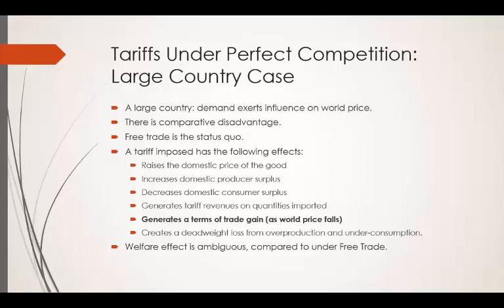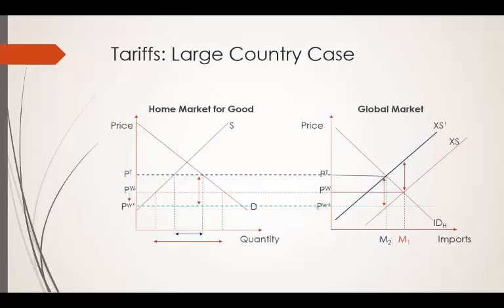The tariff raises the price of the domestic product. It increases producer surplus and decreases consumer surplus. Tariff revenues are generated on quantities imported, as before, and there is also a deadweight loss. However, there is also a terms of trade gain that results from the tariff. The welfare effect in this case is ambiguous. We see this in the graph depiction next.